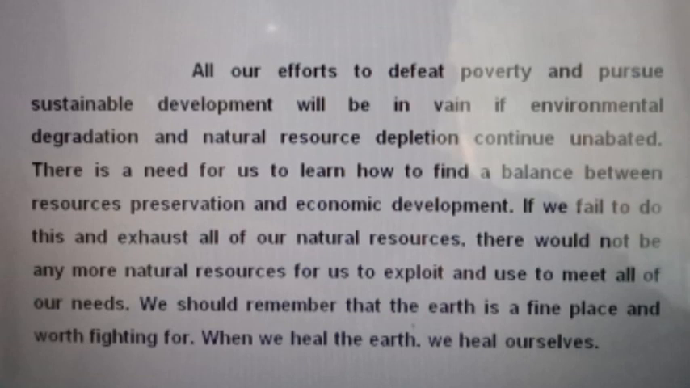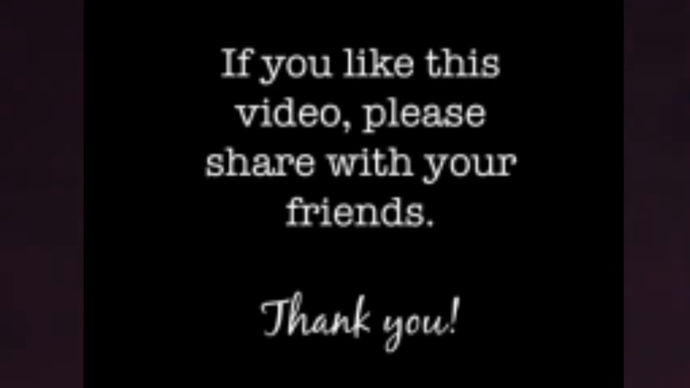We should remember that the earth is a fine place and worth fighting for. When we heal the earth, we heal ourselves.